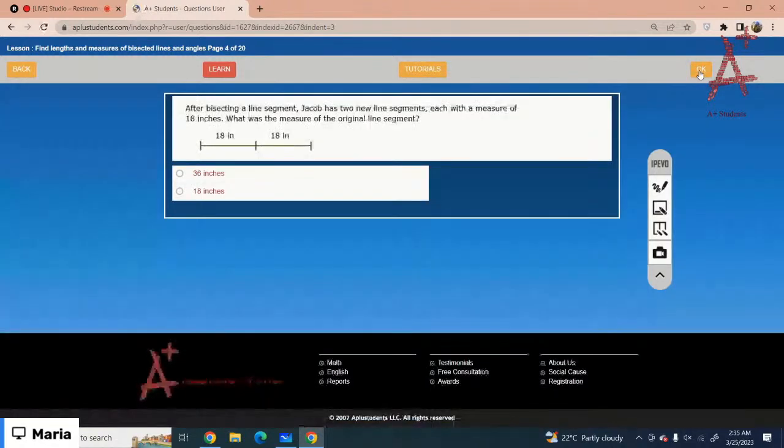The next one is after bisecting a line segment, Jacob has now two new line segments, each with a measure of 18 inches. What was the measure of the original line segment? So you have a line, you divide it into two equal parts. The length of each part is 18. You need to calculate the length of the complete line.